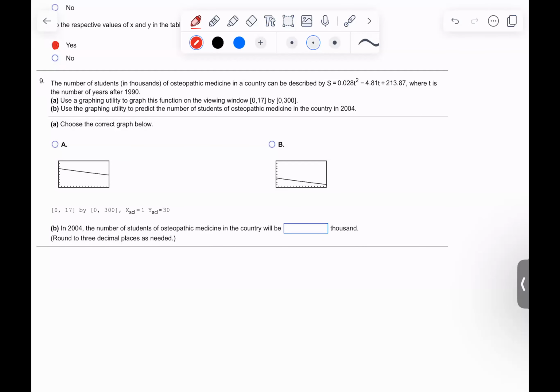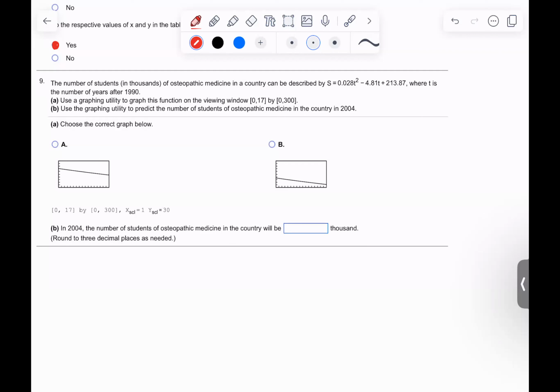I'm going to finish the chapter 1 test review. We had gotten to question 9. Question 9 states the number of students in thousands of osteopathic medicine in a country can be described by S equals 0.028 t squared minus 4.8 t plus 213.87, where t is the number of years after 1990.